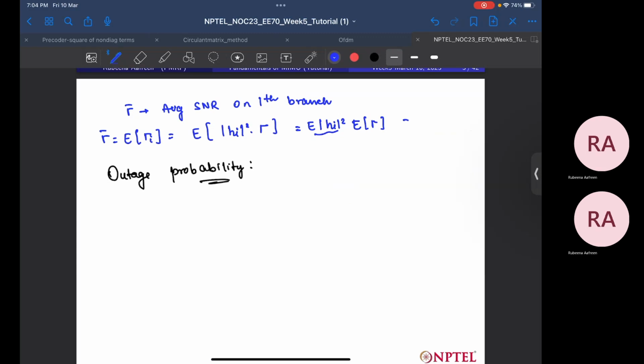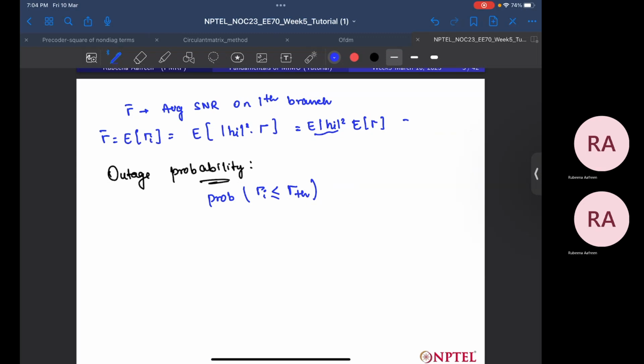So outage probability is given by the probability that gamma is less than or equal to gamma threshold. This is the outage probability for any channel. Okay, so this is not the overall outage for selection combining, but the outage probability for any link. If any link is in outage, what is the probability that it is in outage?